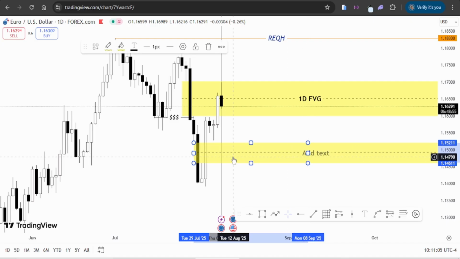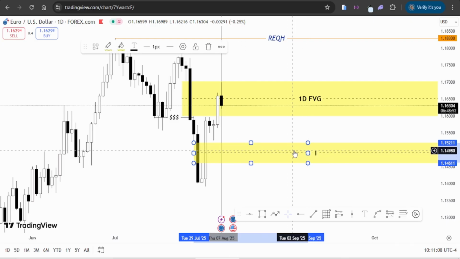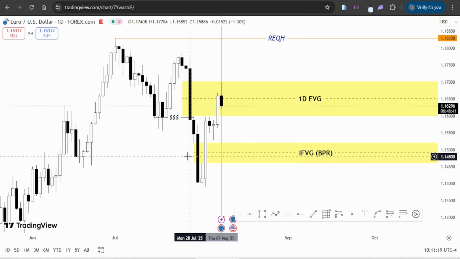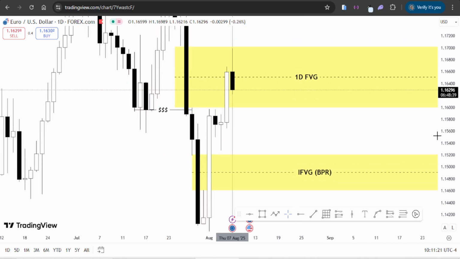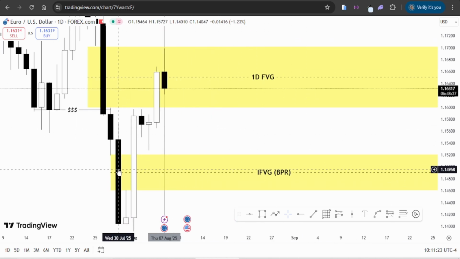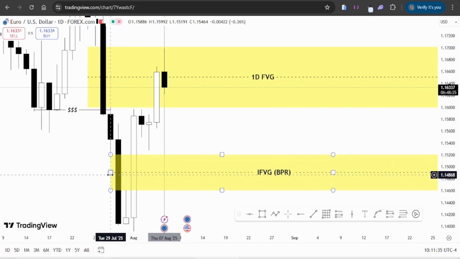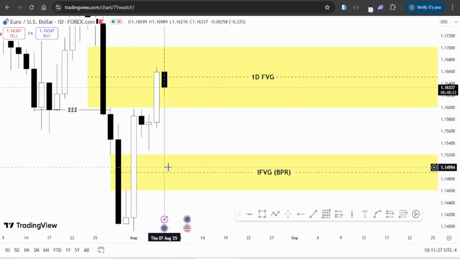So I actually like that level. That's my inversion fair value gap, or balanced price range, BPR. Some traders like to call it the balanced price range, but the whole concept behind this is that there was a fair value gap that left an imbalance, so price actually closed above it here to turn this fair value gap into an inversion fair value gap and a balanced price range.